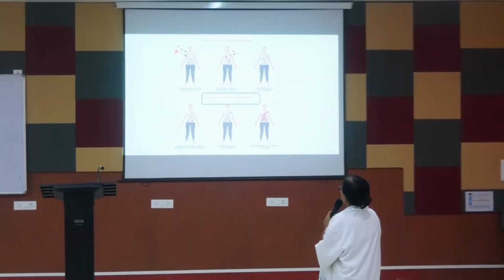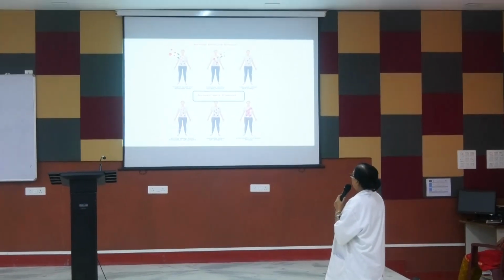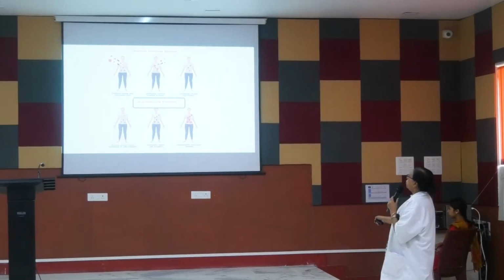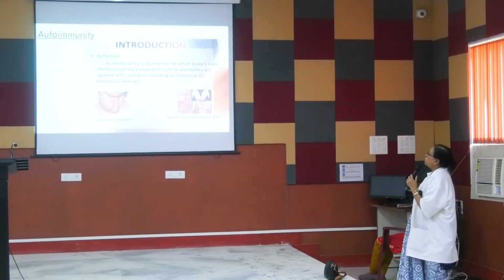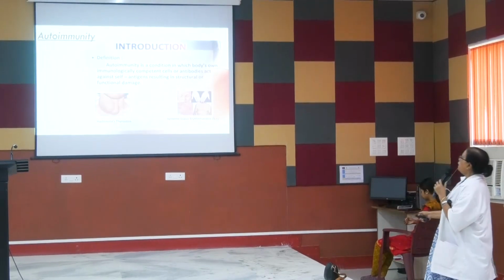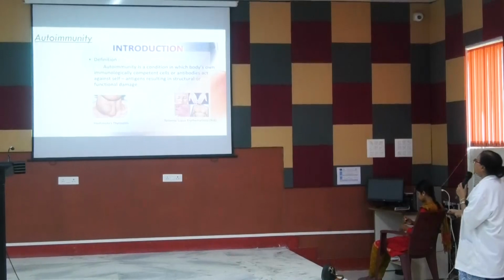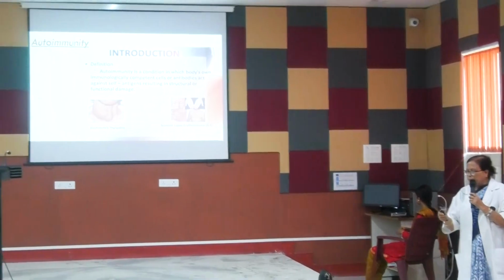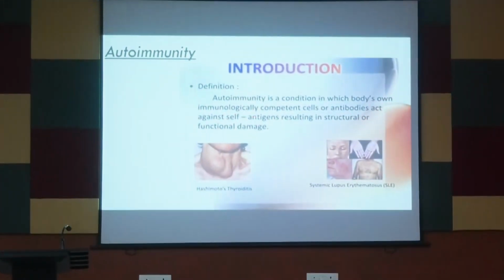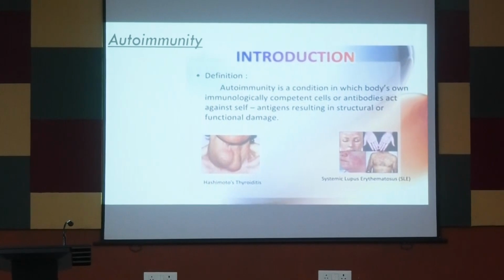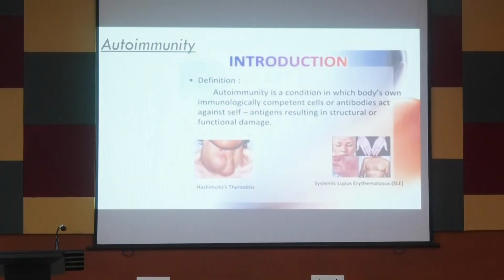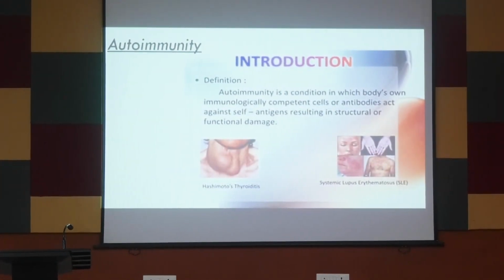So this is the antigen already present, that is the self-antigen. The antibody reacts with it, and this gives rise to tissue destruction and autoimmune disease. So what is autoimmunity? Autoimmunity is the condition in which the body's own immunoregulatory cells or antibodies fail and act on the self-antigen, resulting in tissue destruction, and this mechanism is called autoimmunity. The disease produced by the reaction to the autoantigen is called an autoimmune disorder.